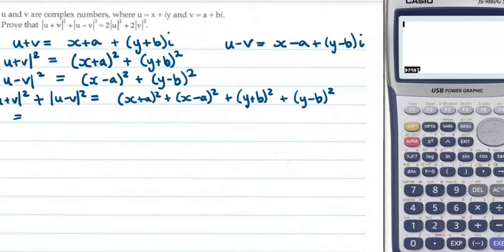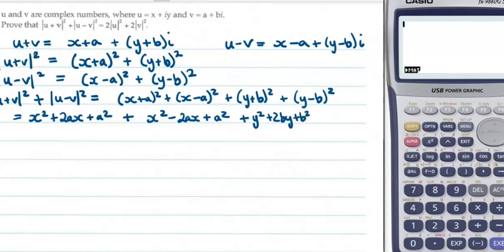Okay, next line, expanding those brackets, we get x squared plus 2ax plus a squared. Then x squared minus 2ax plus a squared, y squared plus 2by plus b squared, y squared minus 2by plus b squared. So we can see that the 2ax cancels and the 2by cancels. So we have x squared, a squared, two of them, in fact.